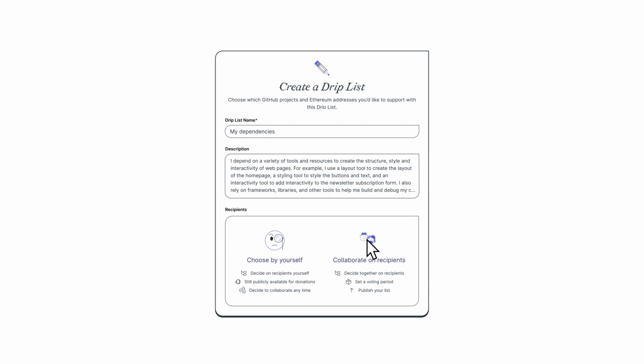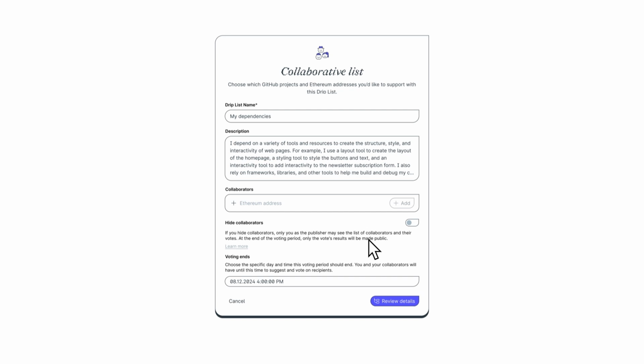You can choose to have an open recipient list, where collaborators get to nominate the projects most important to them. Or you can manually pre-select the projects voters can choose from. Now select Collaborate on Recipients.